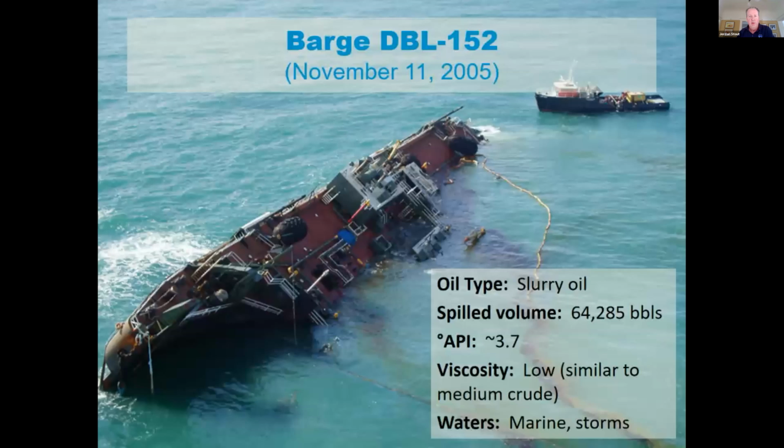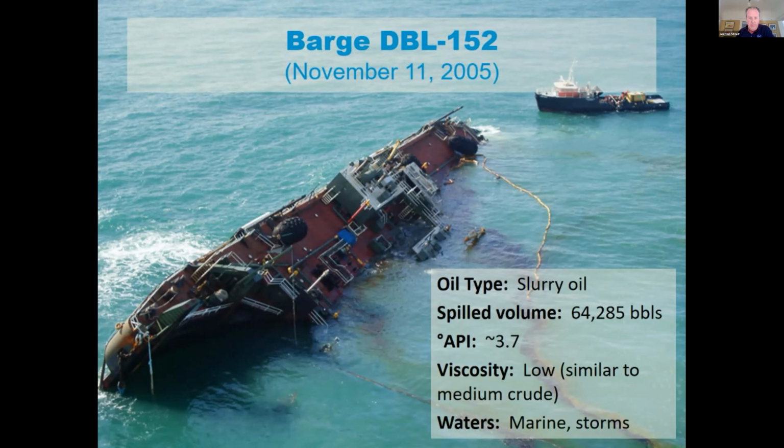So here's a couple of situations we can talk about, or case studies to demonstrate this. One is the Dbo152 spill, which is actually the first spill that I worked with Jim Elliott on back in 2005. This is an interesting spill with a slurry oil with an API gravity of about 3.7, so you'd expect it to sink. It was also a very low viscosity oil and was spilled in marine waters in northern Gulf of Mexico, I think about 35 miles off Port Arthur, Texas.